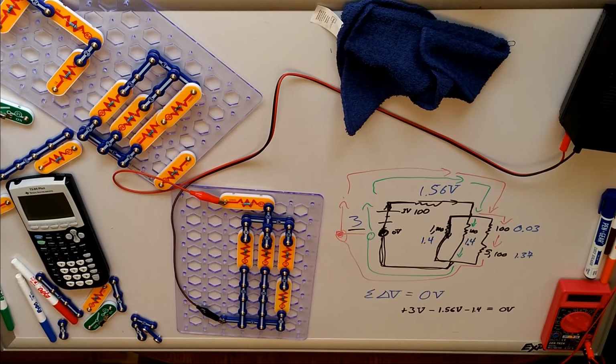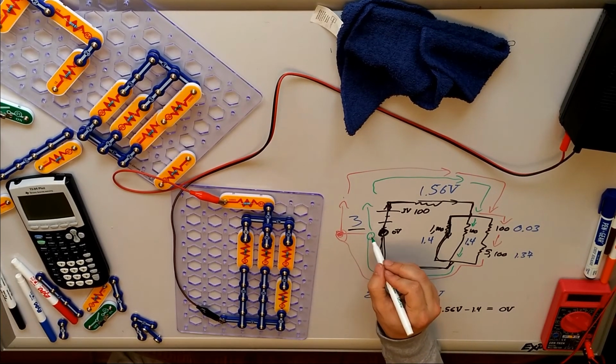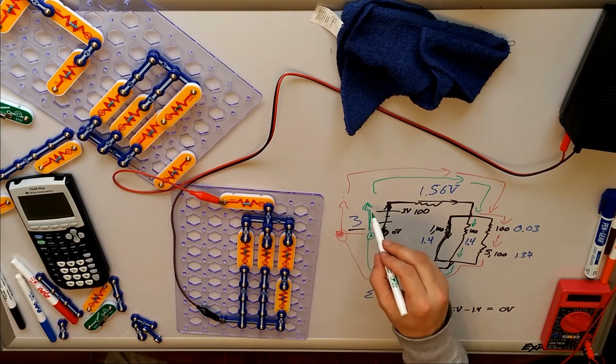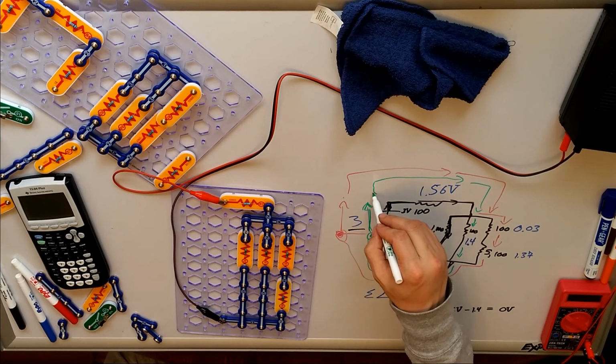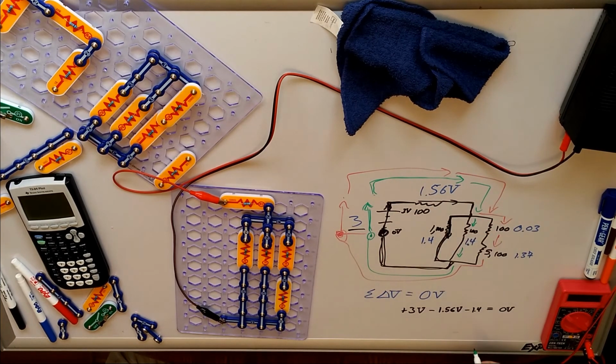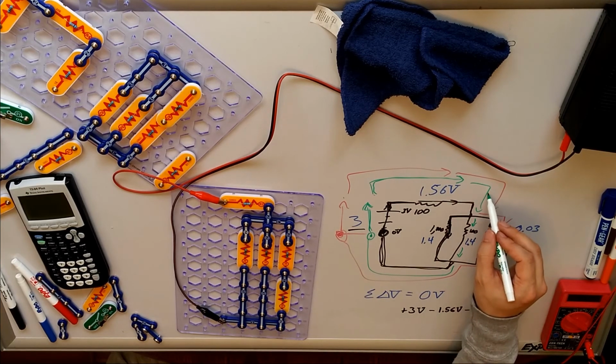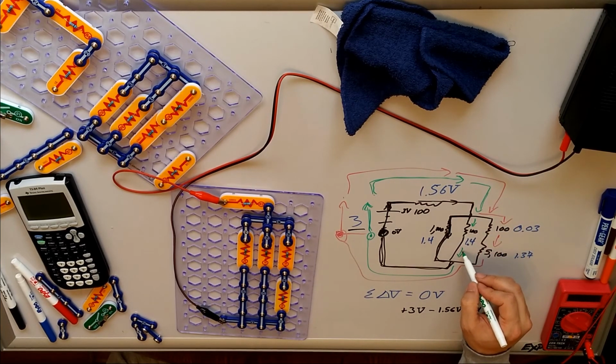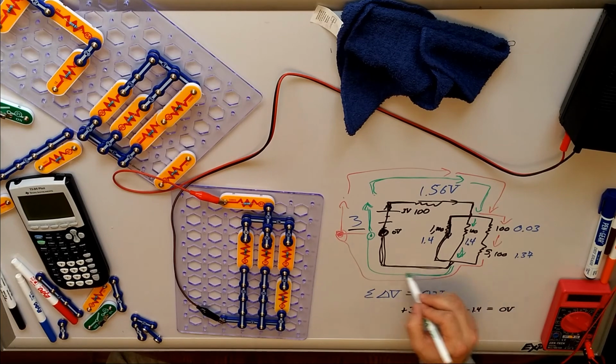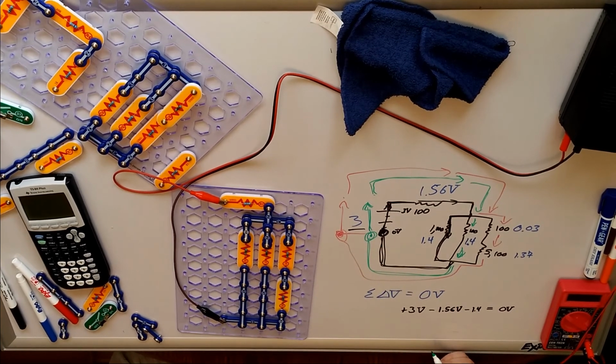If instead we followed the green path, we could start here on the far side of the battery, as I like to. We go across the battery. It raises us up to a height of 3 volts. We go across this resistor. It drops us back down by 1.56, taking us to a height of about 1.4. We go through here, through the middle, and this drops us another 1.4, and we end up back where we started. We'll end up with something identical here.